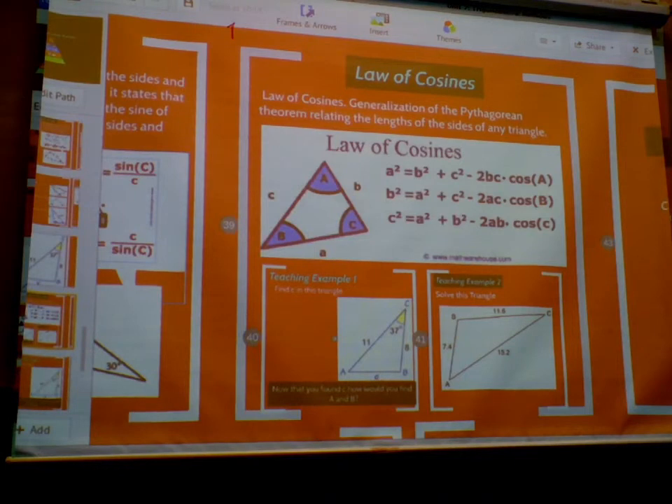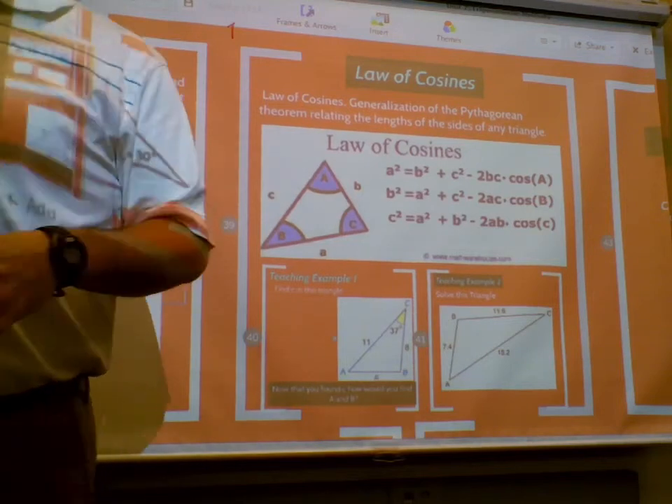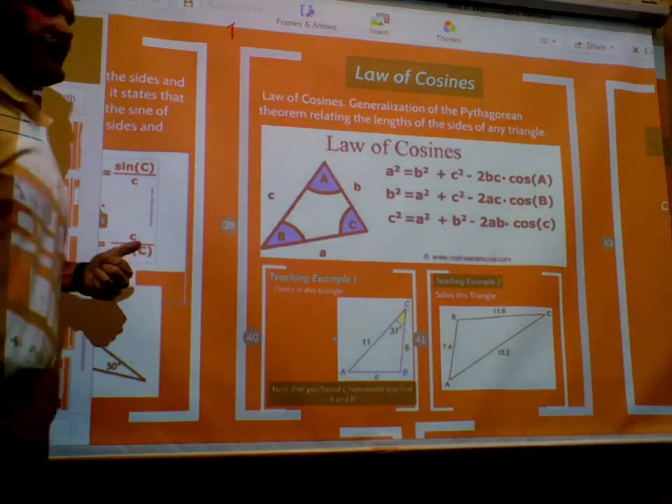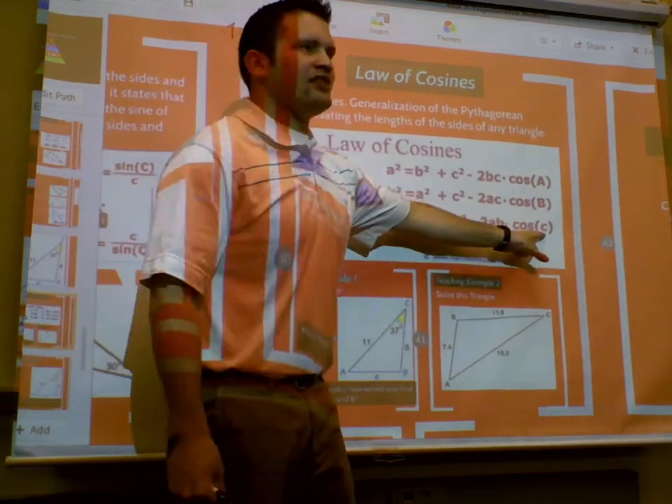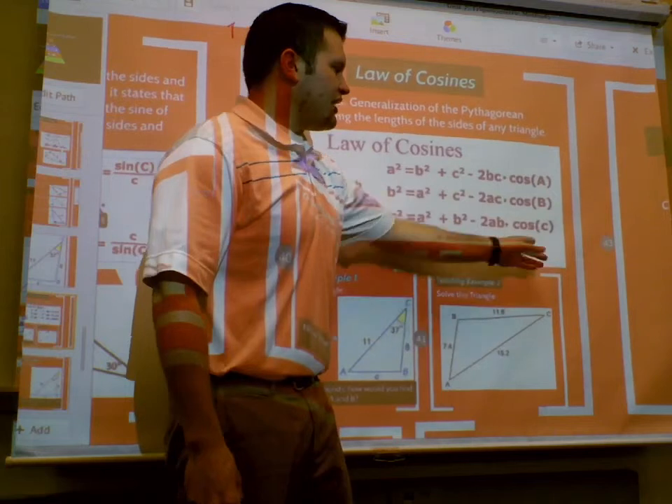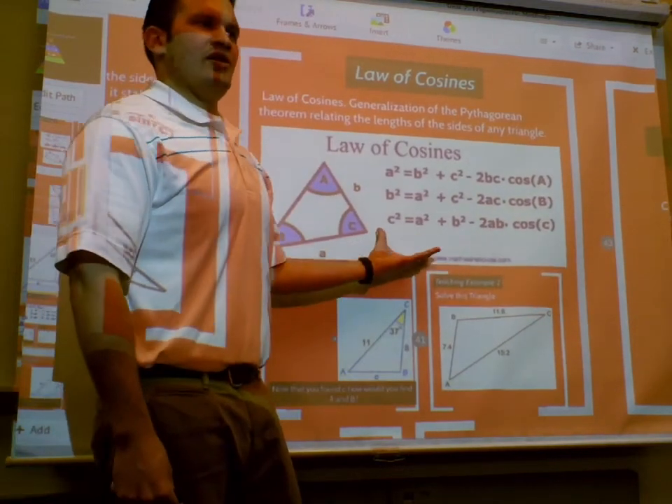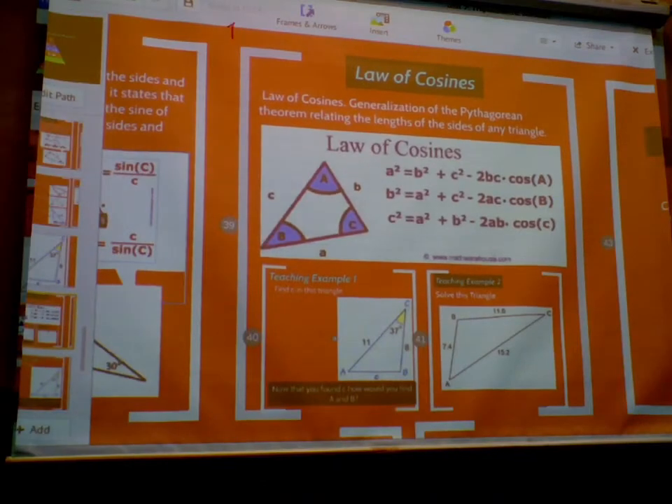Because it's not a right triangle. Now, does anybody know what cosine of 90 is on your calculator? Can you try cosine 90? It's 0. Thank you, Whitney. Cosine of 90 is 0. So if this were a right triangle, C is the hypotenuse, and 90 is the angle opposite it. If I do cosine 90, we get 0, and this all goes away, and we have our Pythagorean theorem. So this does work for right triangles as well. Just like law of sines will work for right triangles, so will law of cosines.